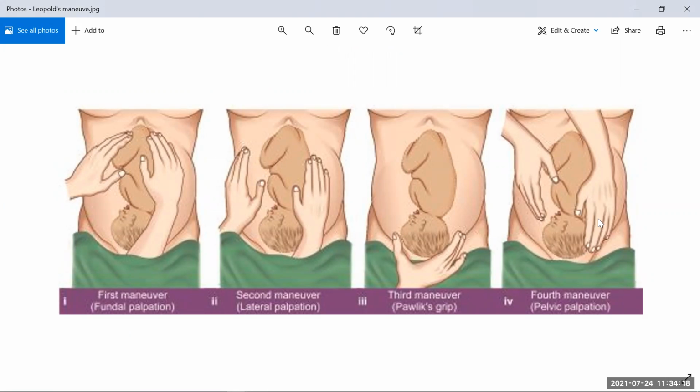Leopold maneuvers are divided into four parts. First maneuver, which is called fundal palpation. Second maneuver, which is called lateral palpation. Third maneuver, which is called pollic palpation.